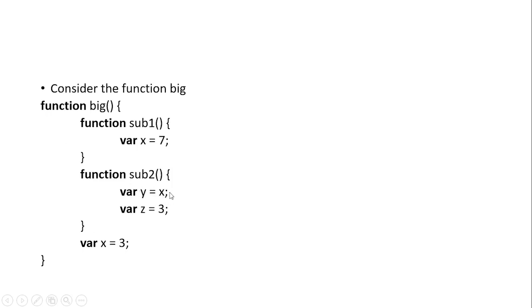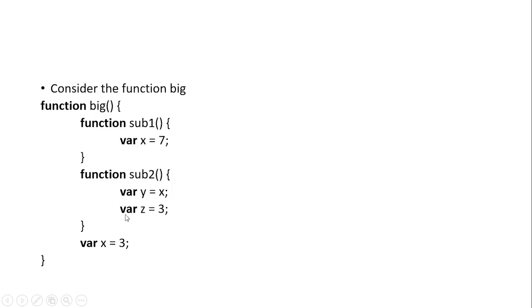So we have two calling sequences. One is big calls sub1 and sub1 in turn calls sub2. So inside sub2 we have a variable x. We'll search for a declaration or definition for x in sub2, that is not there. So we'll look at the calling sequence, that is the procedure or function which calls this sub2, that is sub1. So sub1 has a definition for this x, so that will be taken. If big calls sub2, another calling sequence, then when we look for this variable x, it is available inside big, variable x equal to 3. So that value will be taken here. So depending upon the calling sequence, the value for x will change.